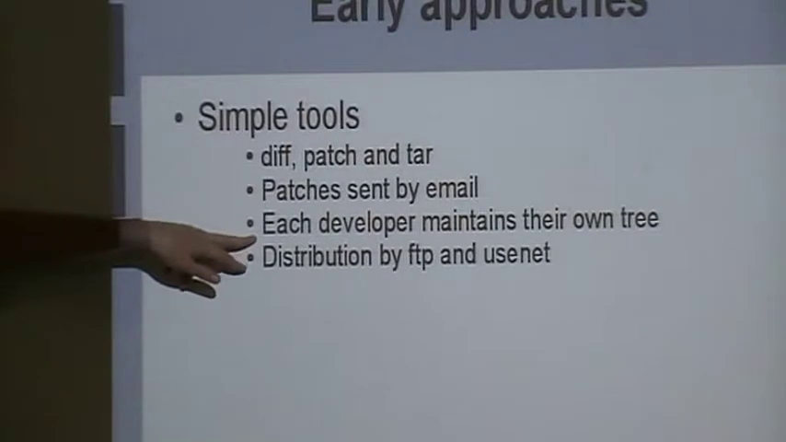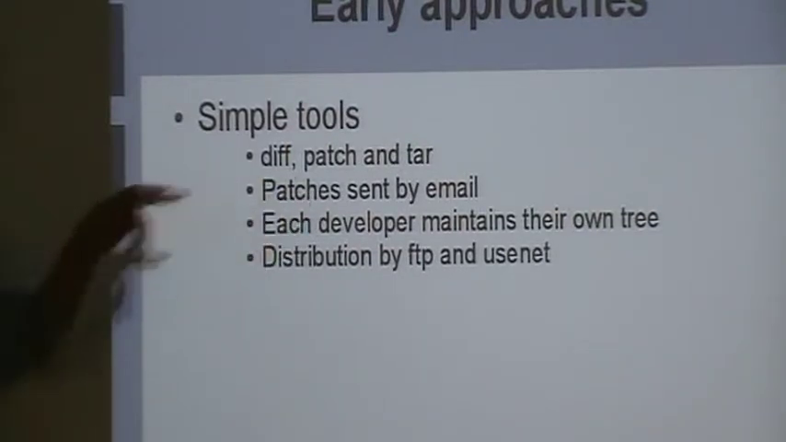So each developer in the early days maintained their own tree. By tree, I mean what's called a source code tree. It's called a tree because there's a tree-like directory structure with a root and branches coming off. That's a directory system, a directory tree. And so each developer had their own copy of the code. Then they would send patches to each other, and a patch is a series of instructions on how to modify the code to make some particular change.